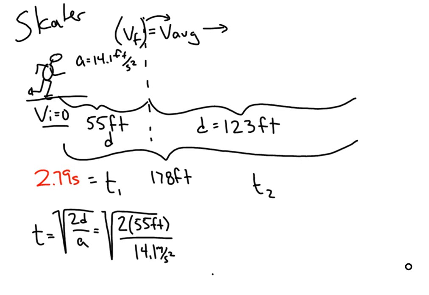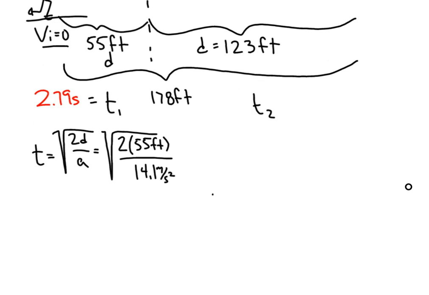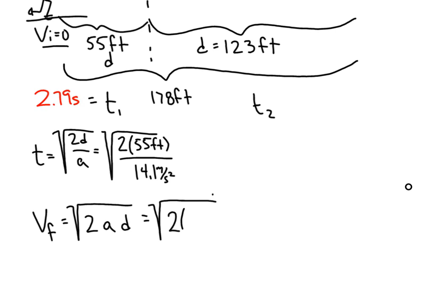Now, in order to calculate the final speed, I can again go back to the original data that I had. I've got VI, a, and the distance, so final speed is the square root of 2 times the acceleration times the distance. No plus minus issues here because he's moving in the positive direction, so his displacement is positive and his acceleration is positive. So that's the square root of 2 times 14.1 feet per second times 55 feet. Notice what happens.